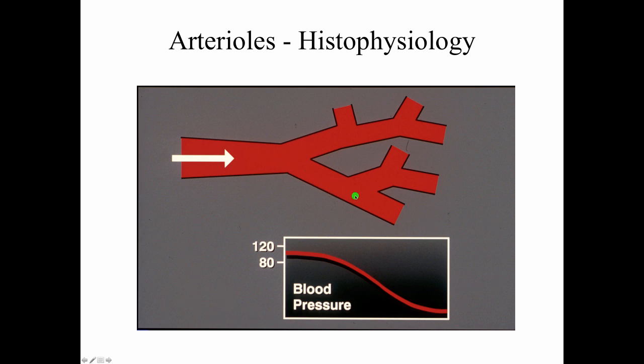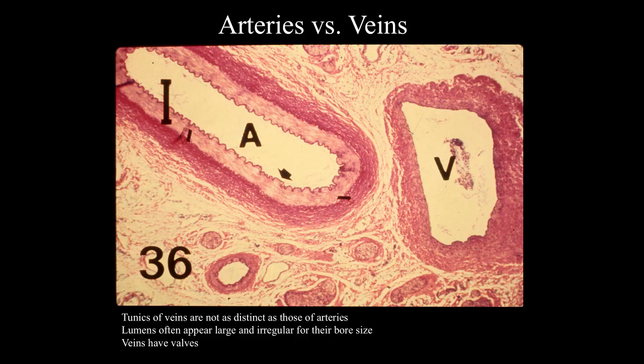So as you have lots of this dichotomous branching, the blood pressure is going to drop rapidly. And you would expect that as you get closer and closer to the end of the arterial system, close to the capillary beds, the blood pressure is going to be dropping.